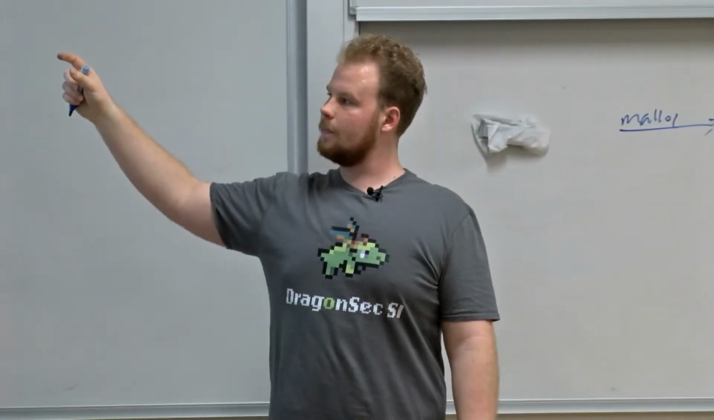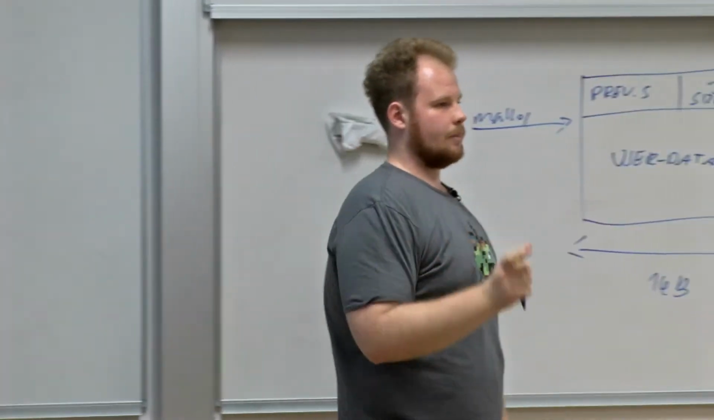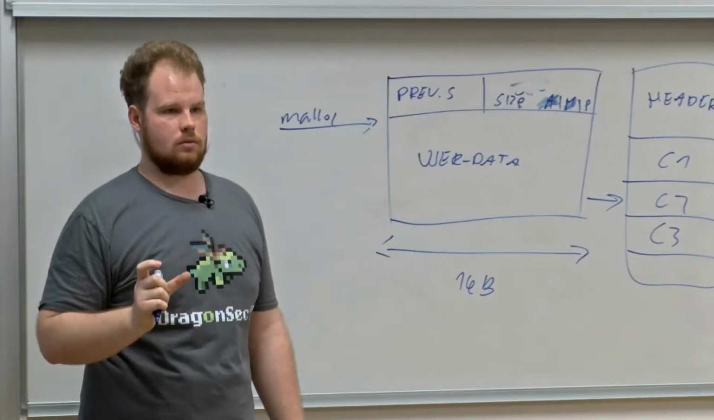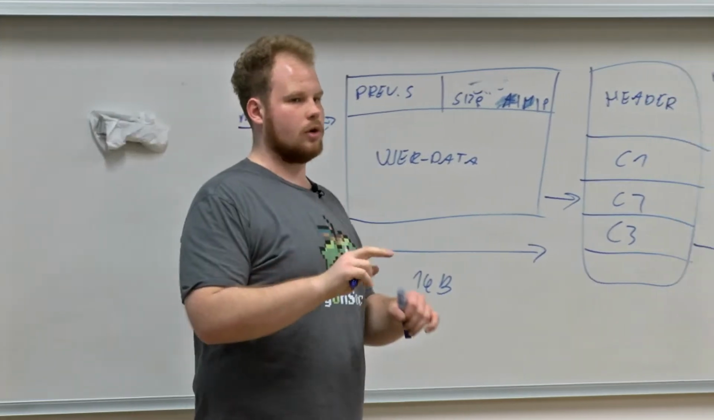The M bit will tell you if the chunk has been mmapped. Malloc does not mmap anything. Malloc does not create new memory.